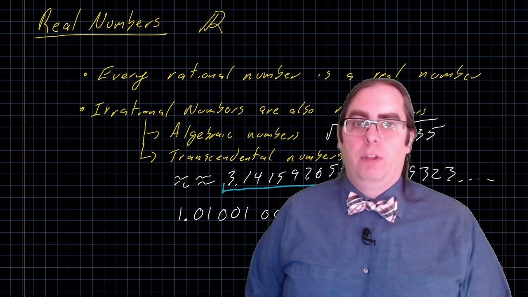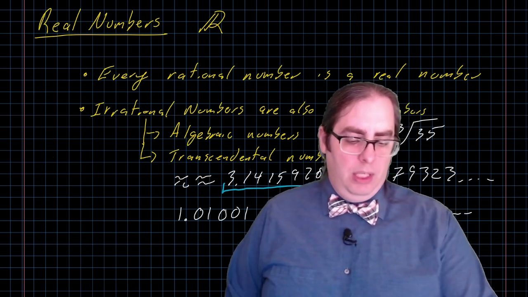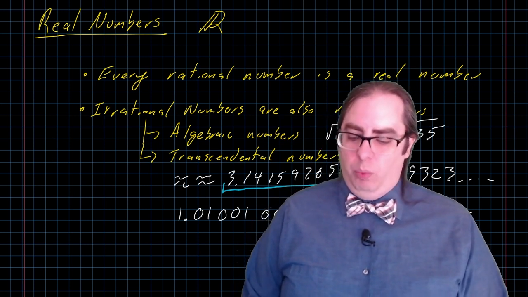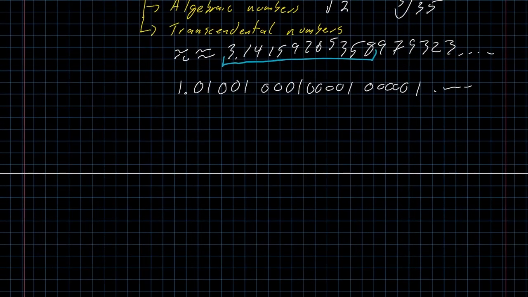All right. So we have all this stuff that is real numbers. I guess the question then is, what is not a real number? Well, what is not a real number is an imaginary number. An imaginary number involves the square root of -1.